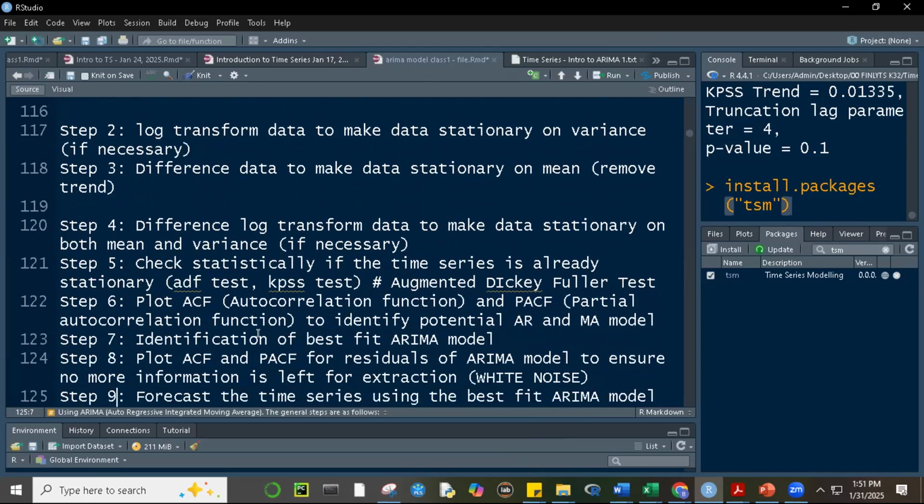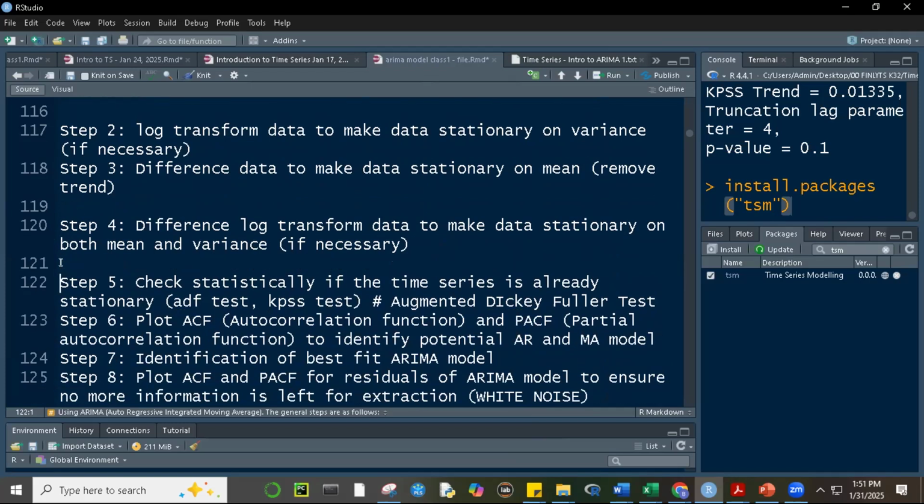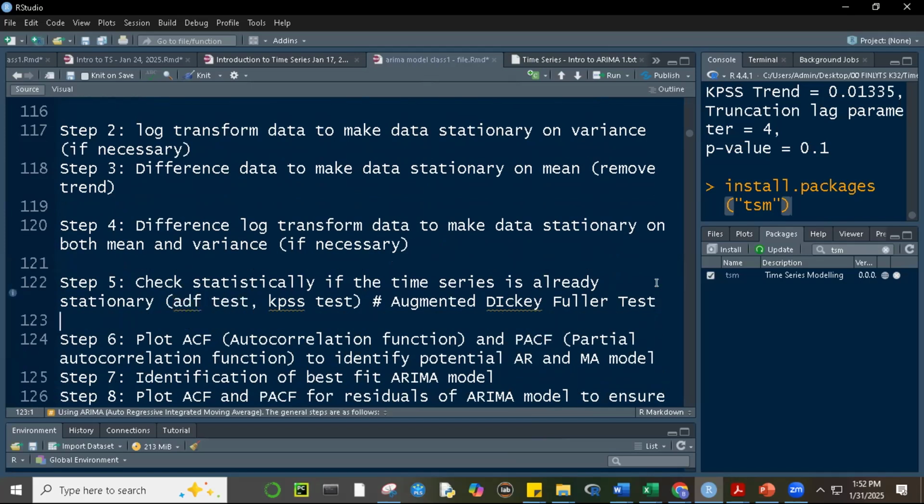All right. Then check, of course, visually if the data is already stationary. And you can also do statistical tests. You have the ADF test. ADF stands for Augmented Dickey-Fuller Test. I'll show you an example later.